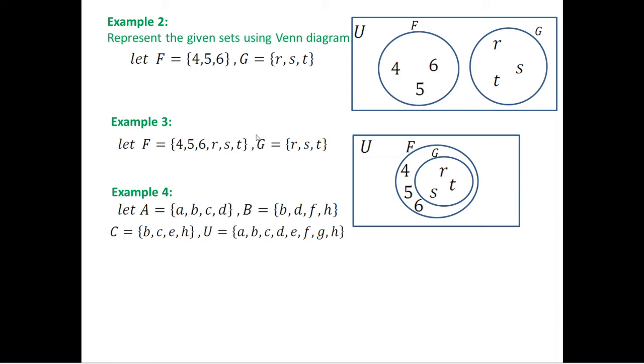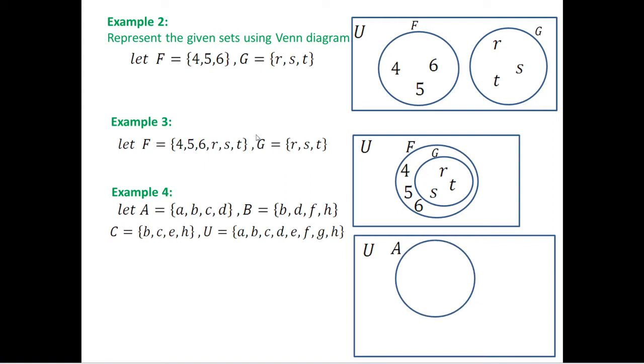Let set A be the set with elements A, B, C, D. Set B with elements B, D, F, H. Set C with elements B, C, E, H. And our universal set is the set with elements A, B, C, D, E, F, G, H. First, we will draw our universal set. And then we draw our set A. Okay? Next, we draw our set B, or circle B.